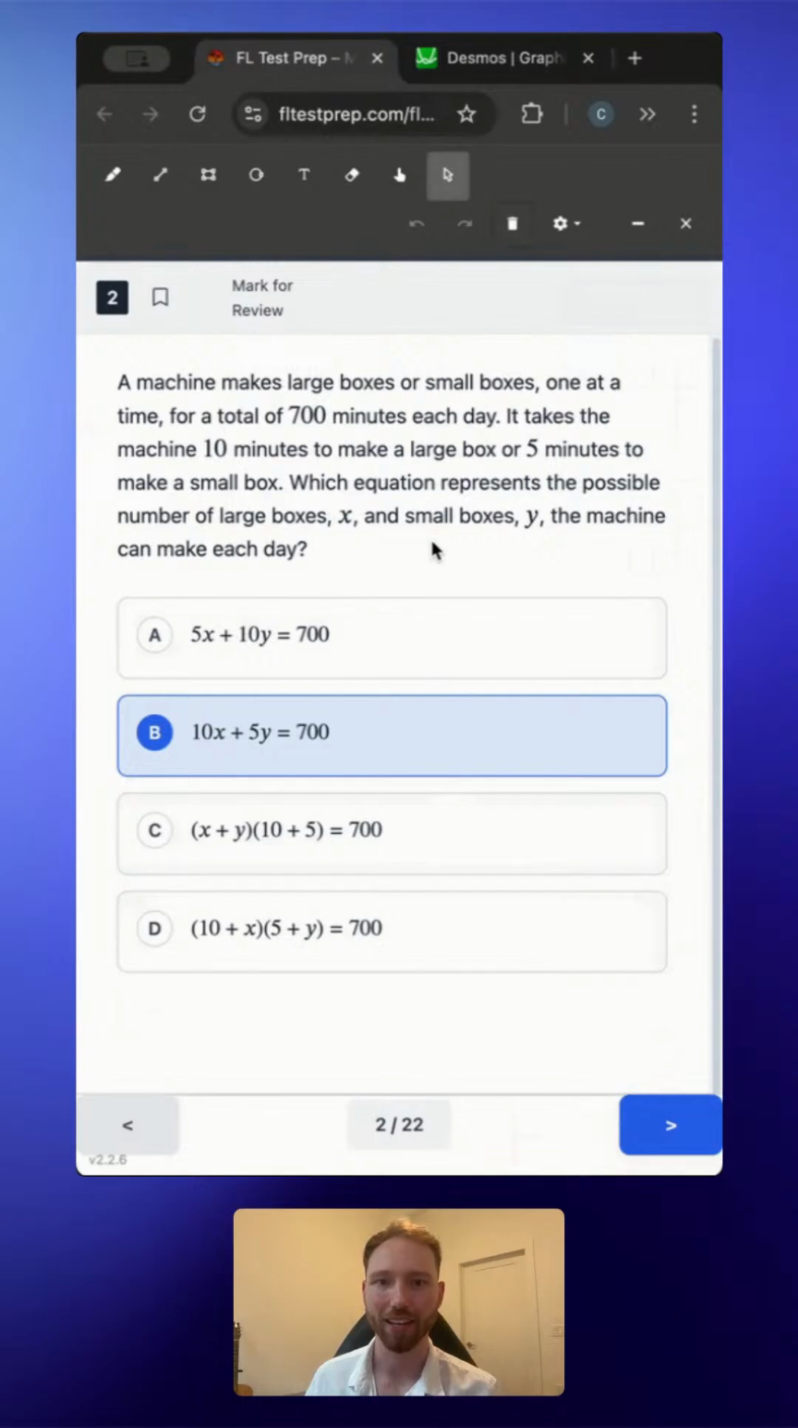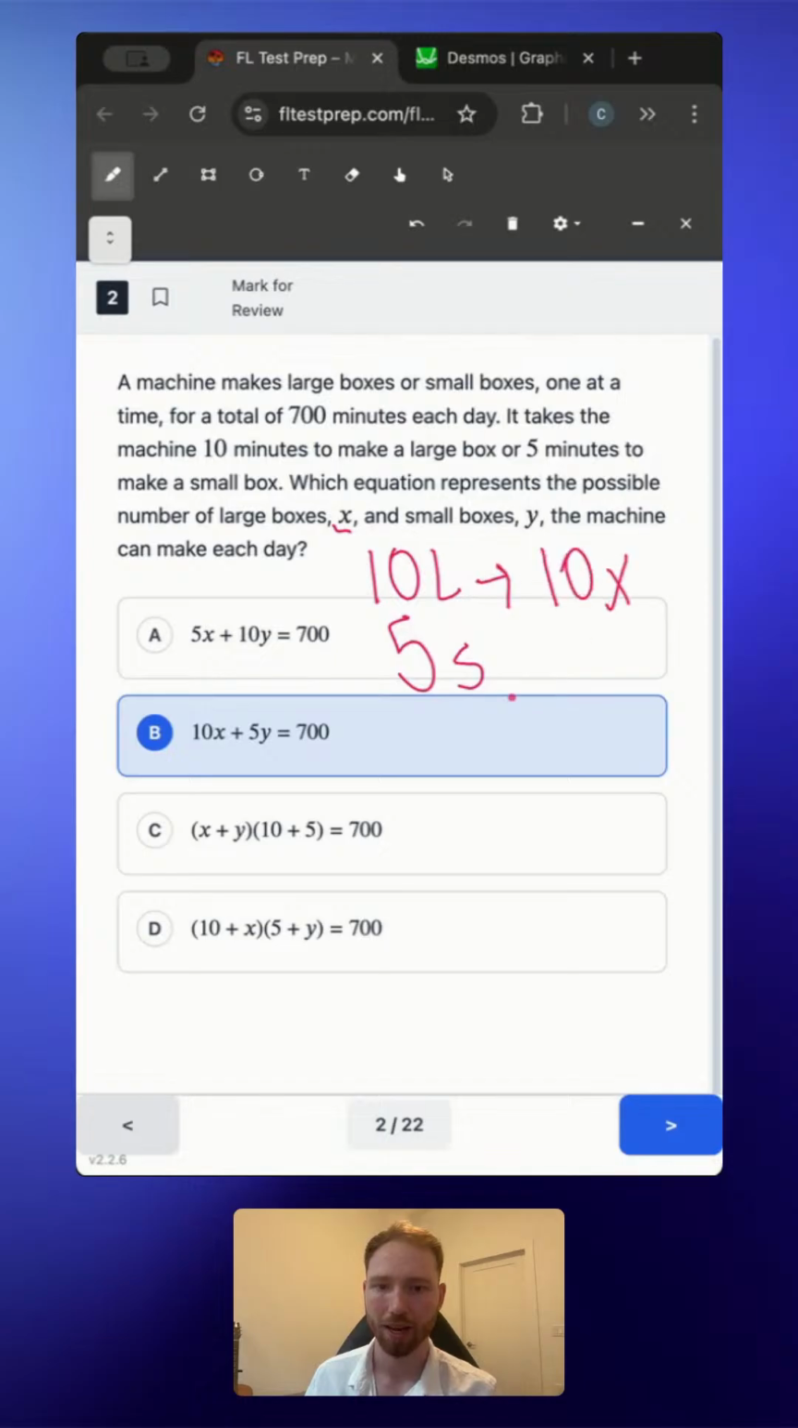All right, can you solve this SAT linear question? A machine makes large boxes or small boxes, one at a time, for a total of 700 minutes per day. It takes the machine 10 minutes for a large box, so I like to write this down as I'm looking at it. So 10 minutes for a large box and 5 minutes for a small box. Which equation represents the possible combination of large boxes, x, so actually we need to turn this into 10x, and then small boxes y for a 5y.